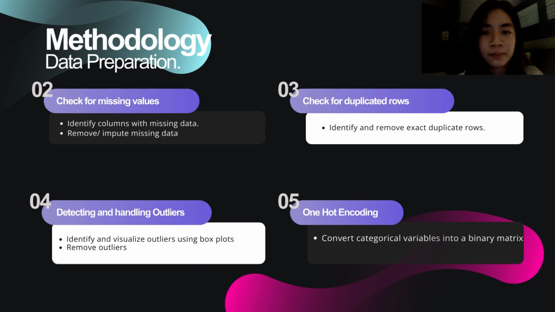and model training. Outliers can significantly impact the performance of our model. We use box plots to identify and visualize these outliers. Once identified, we remove these outliers to maintain a dataset that accurately represents the general population. Next, we use one-hot encoding to convert categorical variables such as sex and region into a binary matrix. This process allows our machine learning model to interpret these categorical features effectively.